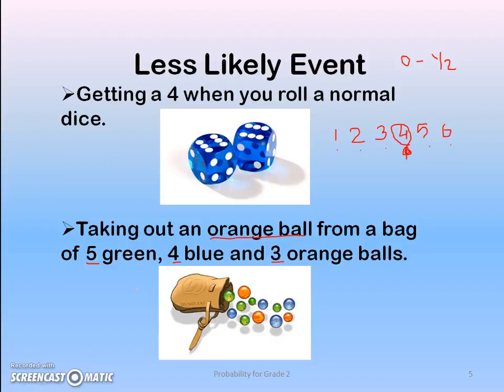Another thing that you must remember is that when I say that something is less likely, I do not mean that it will not happen at all. When you roll a die, it might happen that you get a 4. When you pick a ball out of this particular bag, it might happen that it's an orange ball. What I'm saying is that it is only less likely and not impossible.